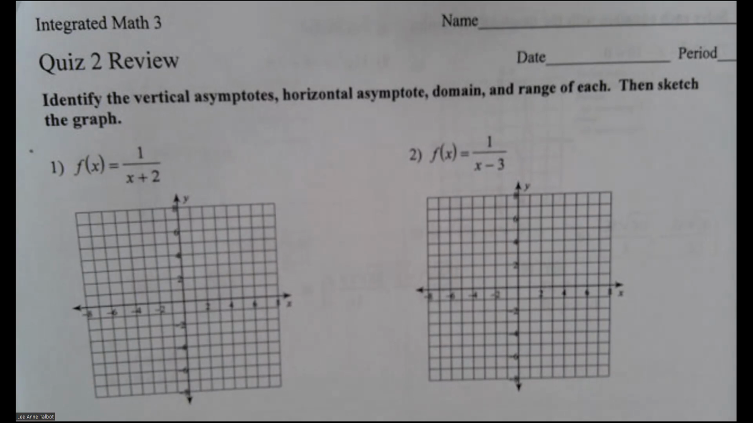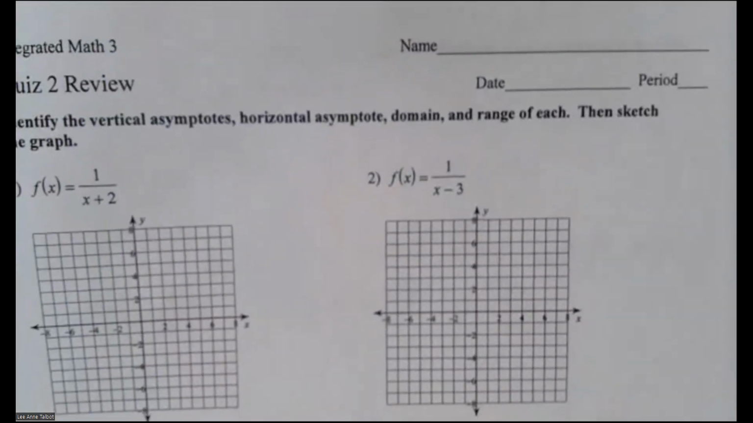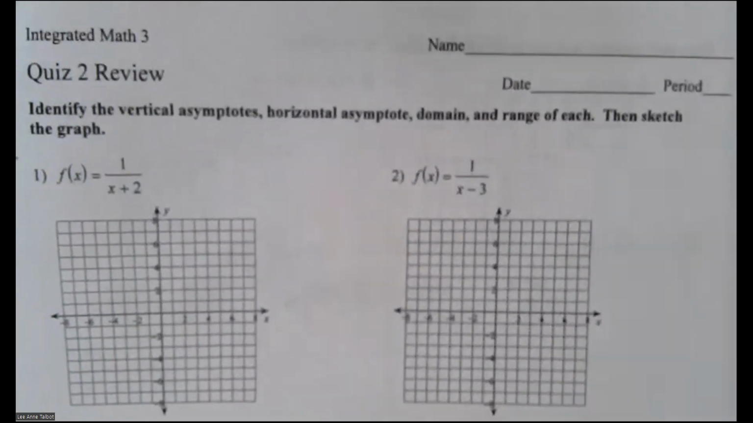I'm not going to do the whole worksheet, no. Do you have any questions on anything on this worksheet, number 1 through 10? 3? 8. Gio, did you have one? Okay.